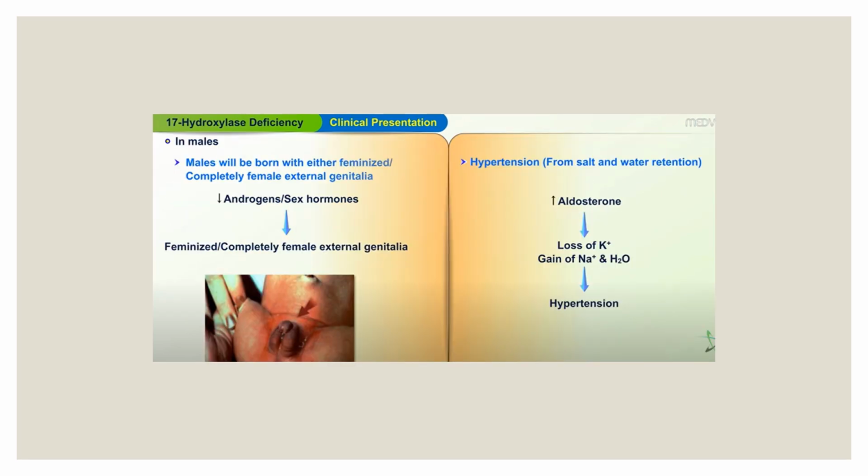17-hydroxylase deficiency. What happens in males? They will be born with either feminized or completely female external genitalia because sex hormones cannot be produced. So completely female external genitalia. And there can be hypertension from salt and water retention because sex hormones are not produced. The pathway will be shunted to producing more aldosterone. So there is loss of potassium with gain of sodium and water. So there is also hypertension.